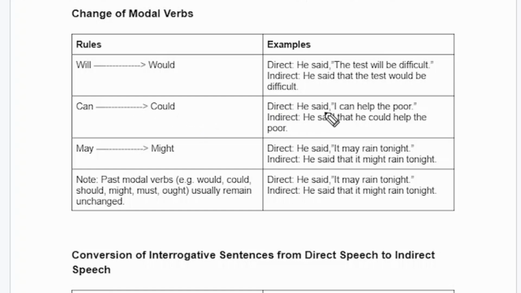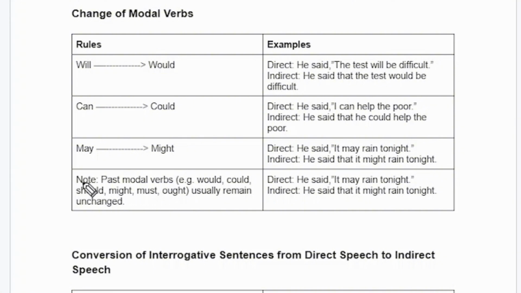Direct: He said, I can help the poor. Indirect: He said that he could help the poor. "May" will be converted into "might". Direct: He said it may rain tonight. Indirect: He said that it might rain today. "May" converted into "might".